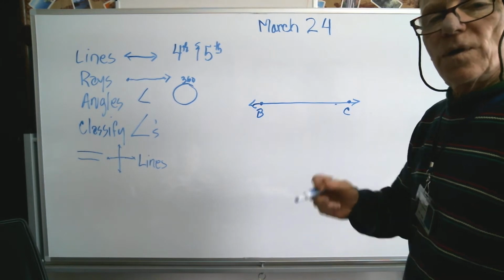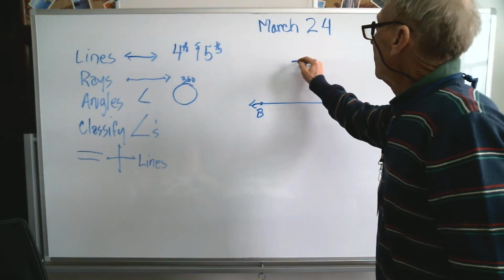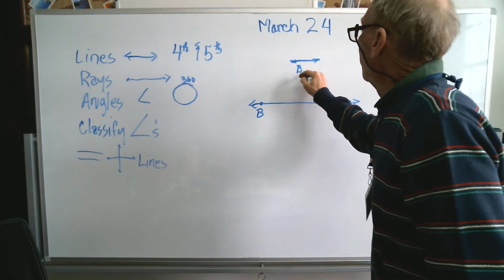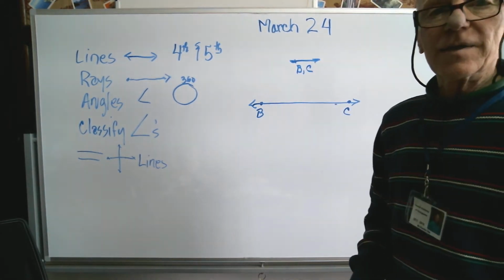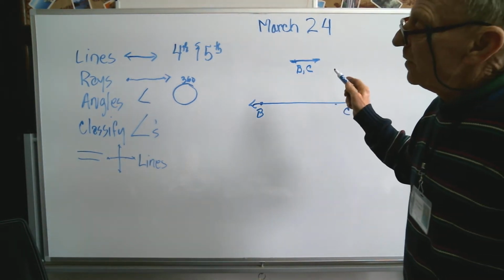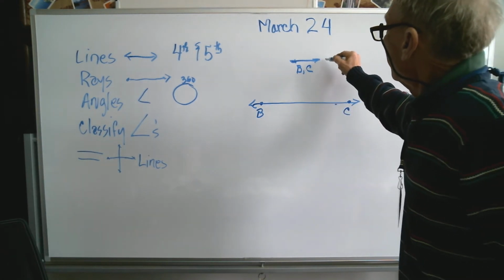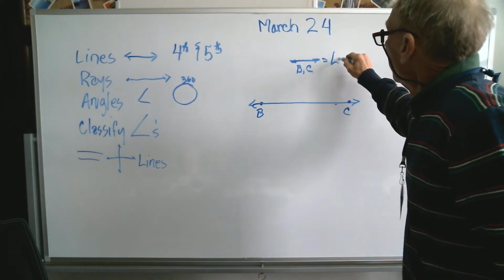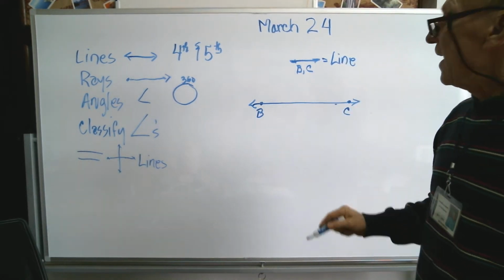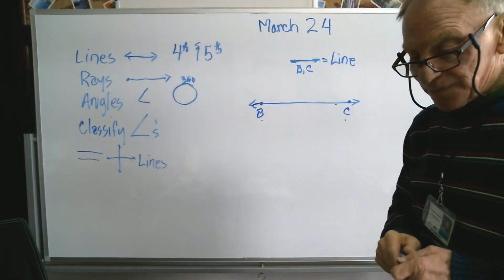How would you notate that mathematically? You make a little line, and then you put BC. And that tells you it's a line. Not a ray, not an angle, but a line. This is the symbol for line. And BC defines what that line is.